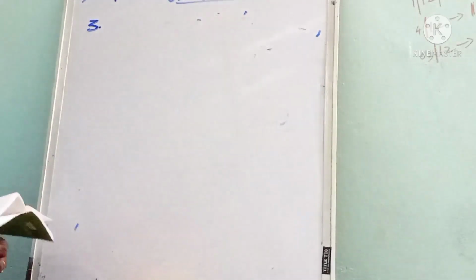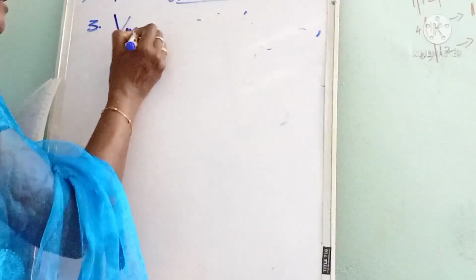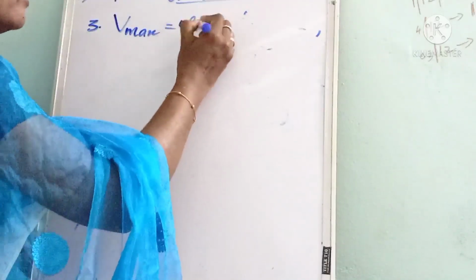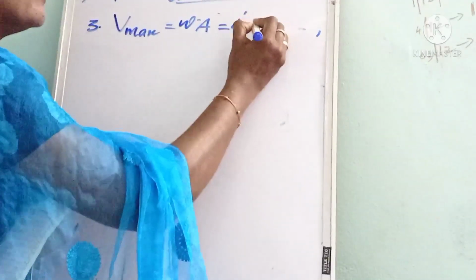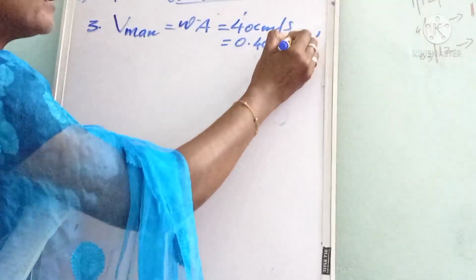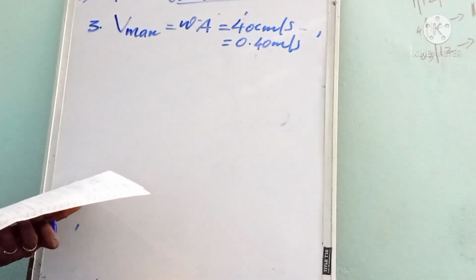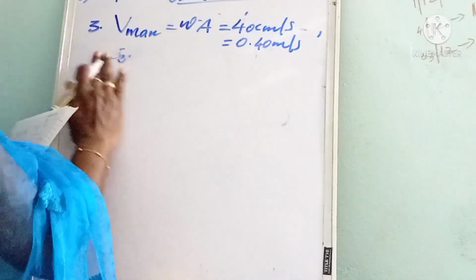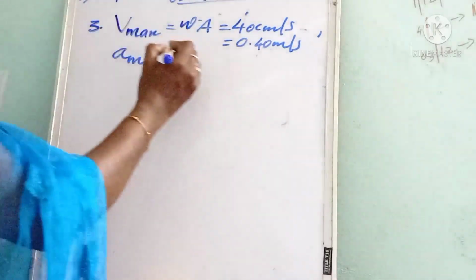Here a particle executing simple harmonic motion has a maximum velocity, V max. You know the equation for maximum velocity is omega A. That is given as 40 centimeter per second, which is 0.40 meter per second. And the maximum acceleration, A max, is equal to what? Omega square A. That you know.